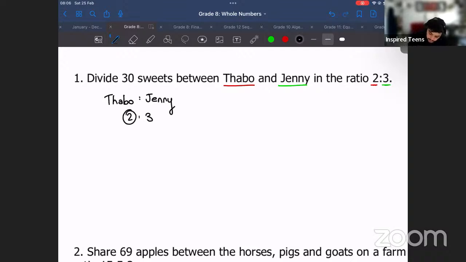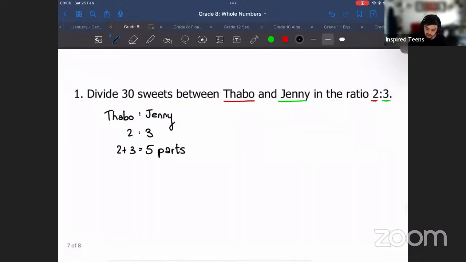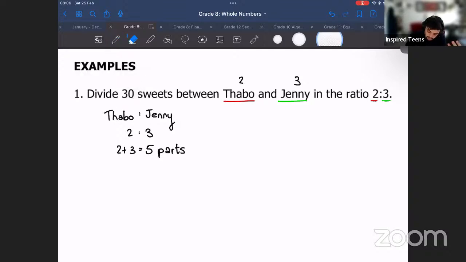Remember, Thabo needs to get 2 parts, Jenny needs to get 3 parts. So in total, there's 5 parts. Now we know that if we have 5 parts, that makes it much easier. Just say we had 5 sweets. Then Thabo needs 2 parts and Jenny needs 3 parts, so Thabo would get 2 sweets and Jenny would get 3 sweets. If we have 5 perfect parts, then it's simple to split it between Thabo and Jenny, 2 and 3. However, we have 30.